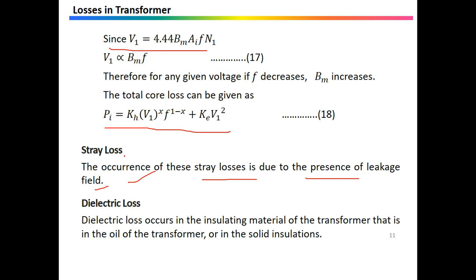Similarly, dielectric losses occur in the insulating material of the transformer, it may be the transformer oil or the solid insulation. When the oil gets deteriorated or the solid insulation gets damaged or its quality decreases, the efficiency of the transformer gets affected. So these are the losses that generally occur in the transformer, and being an electrical engineer, care should be taken to reduce these losses as low as possible.